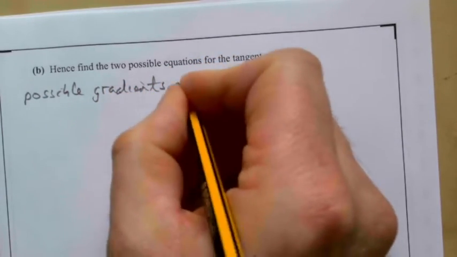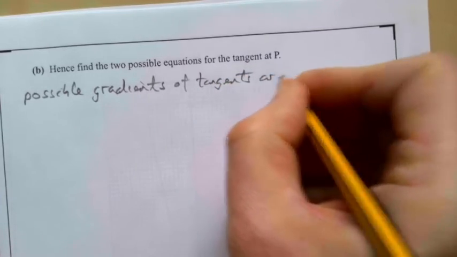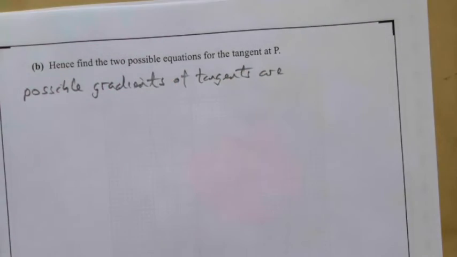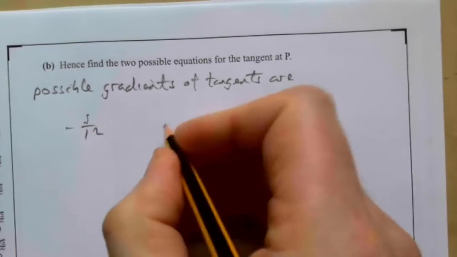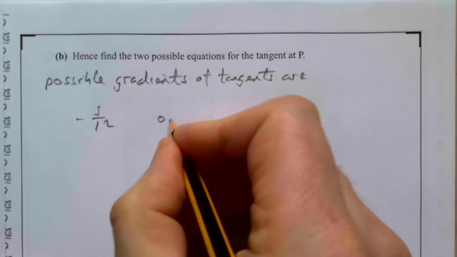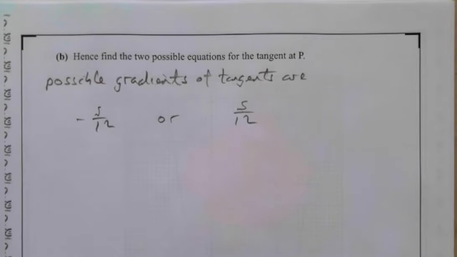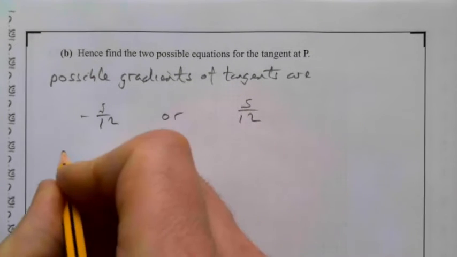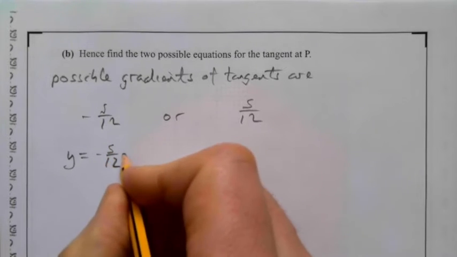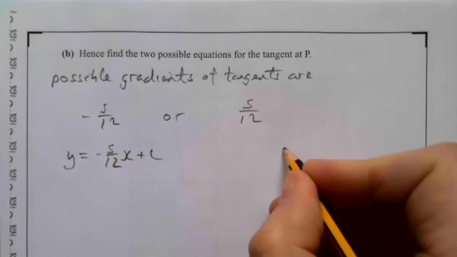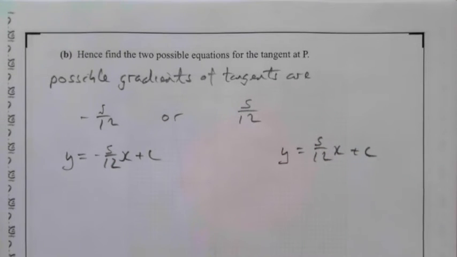So my two possible gradients of tangents are minus 5 over 12 or 5 over 12. I hope you see where I got that from. And then we sub this into y equals mx plus c. So y equals minus 5 over 12 x plus c, or y equals 5 over 12 x plus c.